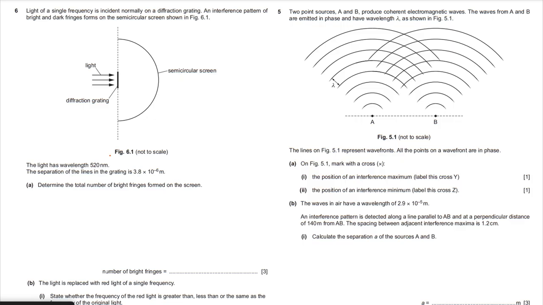ये स्मॉल n का मतलब क्या है? नैनो, राइट? और नैनो के लिए we multiply it with 10 to the power -9. Separation of the lines in the grating is this. So मतलब a भी दिया हुआ है और लेमडा भी दिया हुआ है, and determine the total number of bright fringes formed on the screen. ठीक है, so we have to find the total number of bright fringes. So सबसे पहले n lambda is equal to a sin theta, right?